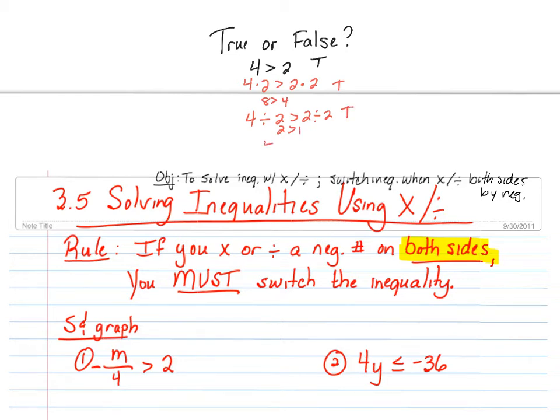What if I multiply both sides by negative 2? True or false? I get negative 8 here. Is that greater than negative 4? No, it is not. Notice what we did to both sides.